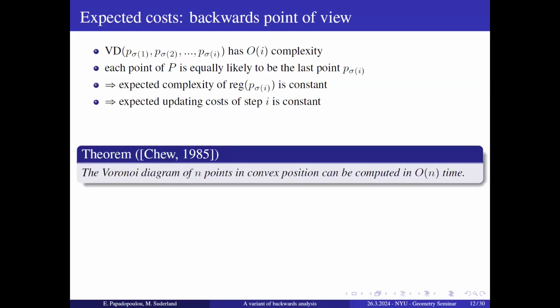From there we can directly conclude that if each step takes only expected constant time, then in total, if we do that n many times, the algorithm will only take O(n) time in expectation.